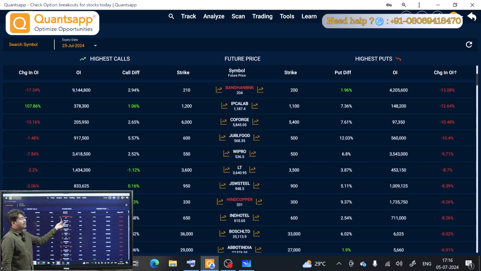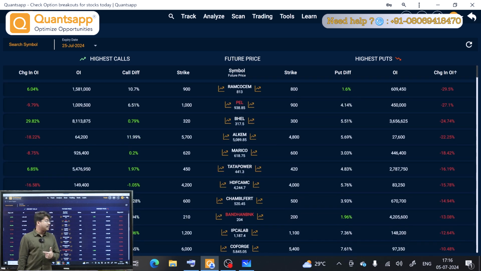So if the symbol name is highlighted in a red color, that means the stock is in the ban list. So you cannot enter that trade anyways. Your brokers will not allow you to enter that trade. Even if you do enter that trade, there might be a penalty coming your way. So it's better if you just stay away from that trade.